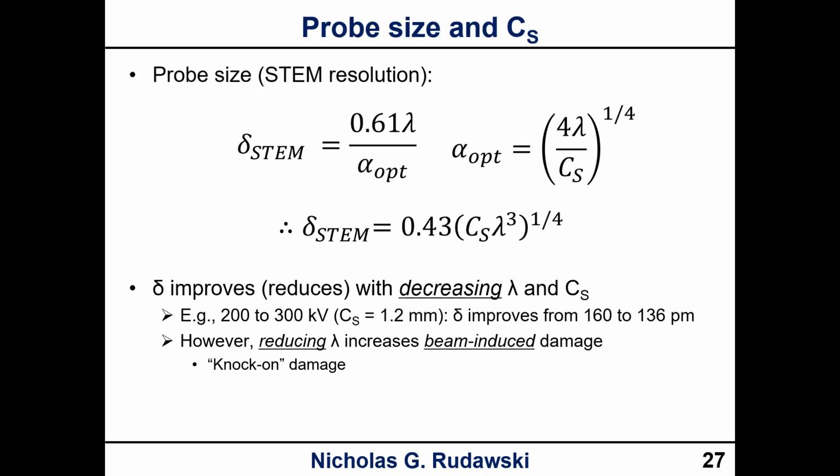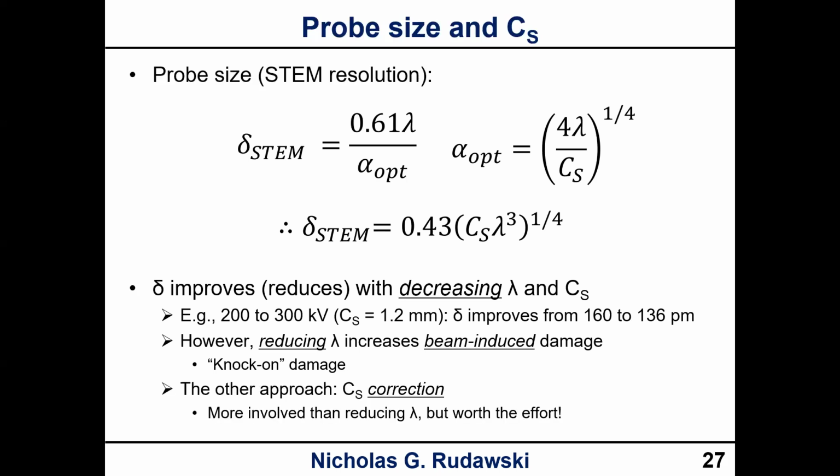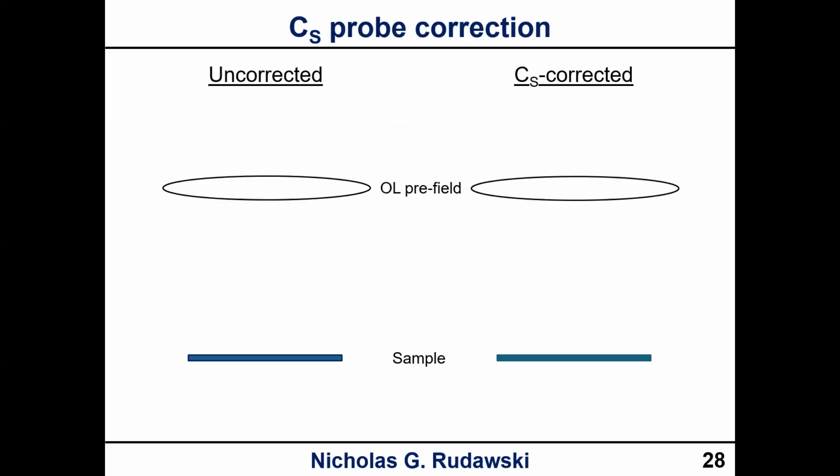So that's great, right? The problem, though, is that as I increase the voltage, I tend to get more problems with beam-induced damage, which we call knock-on damage, okay? So this is why we don't just rely on increasing the voltage to improve our resolution, okay? Because as we do that, we have more and more problems with damaging the sample. And if we can't get an image of this sample before it completely is destroyed, well, then that's no good either, okay? So the other approach to addressing this is correct C sub S, okay? And this, of course, is more involved than reducing the wavelength, but is definitely worth the effort, as we're going to see, okay?